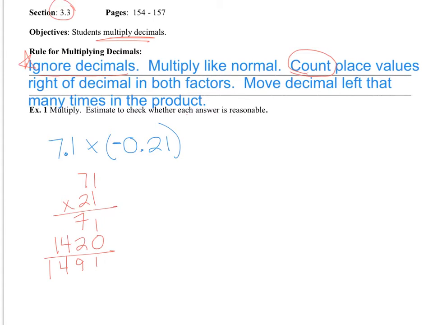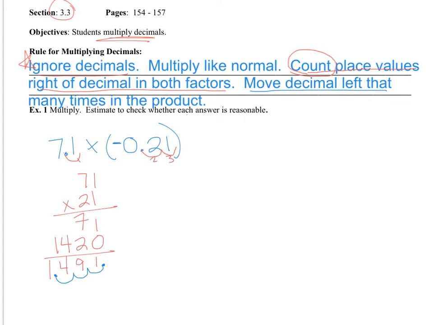Now I need to count the place values right of the decimal in both factors. So here I have 1, 2, 3. I have 3 place values behind the decimal. So the last step is to move the decimal left that many times in the product. Naturally the decimal's at the end, so that's why it's to the left. We're going to go left 1, 2, 3.